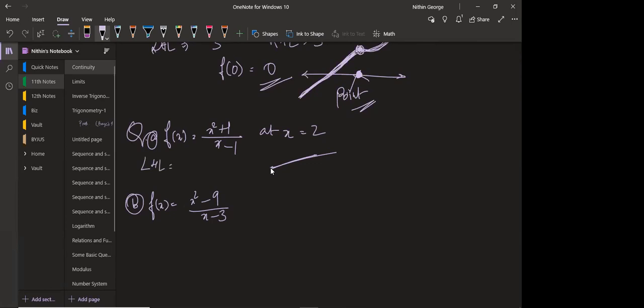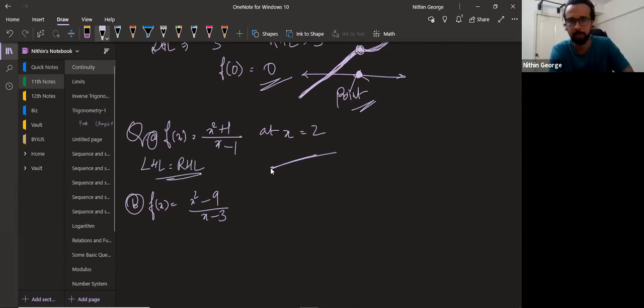It's the same function for 2 plus and 2 minus. So LHL is equal to RHL. As you tend towards 2, you simply put f of 2, see what happens. In your mind, you're just putting the value 2, see if you're getting a finite value. That's the first thing. So you get 4 plus 1 divided by 2 minus 1, which is 5. It doesn't mean f of 2 is equal to 5. It just means that LHL is equal to RHL equal to 5.